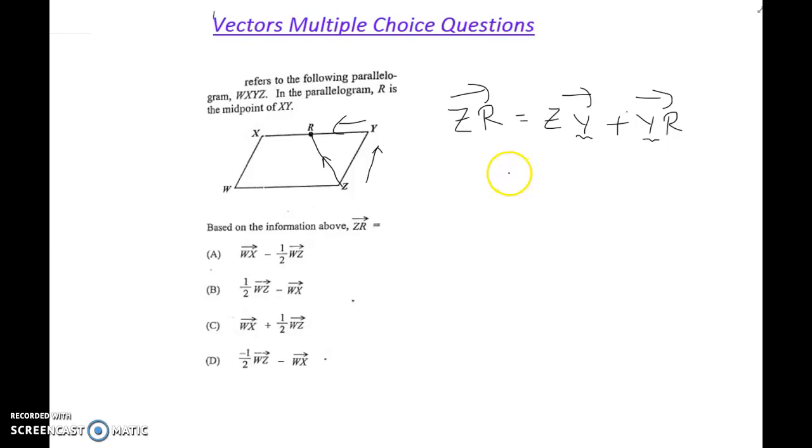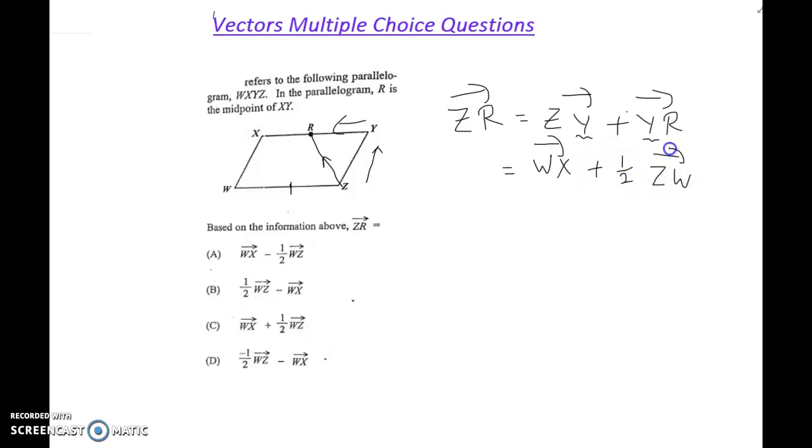Now, looking at the diagram carefully, it's a parallelogram. If you look at the answers, all the answers have only WX and WZ. So looking at the diagram, ZY is the same as vector WX. And then we want this piece here, which will be equivalent to the midpoint, which is half of ZW. So plus a half of ZW.